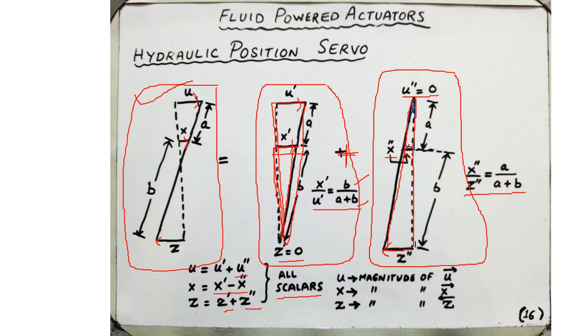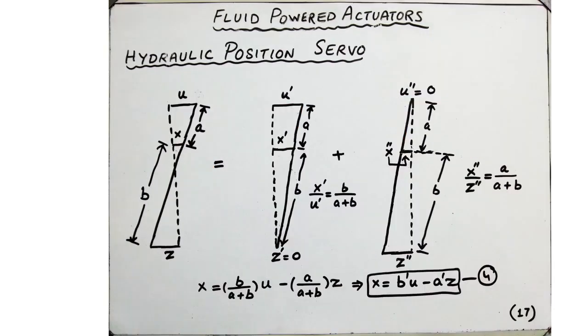And over here again, x double prime and z double prime, the ratio of x double prime to z double prime is a over a plus b by the same principle. So these two expressions are going to give us that required substitution, and they are going to relate x with u and z, which is simply x equals b over a plus b times u minus a over a plus b times z.